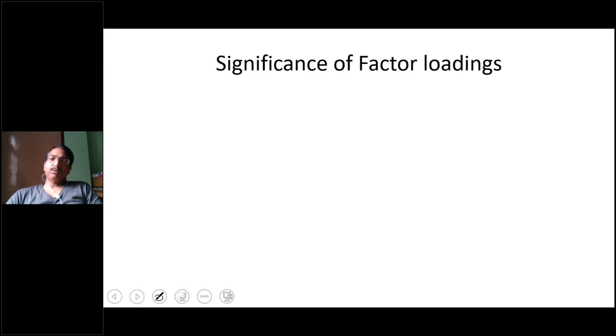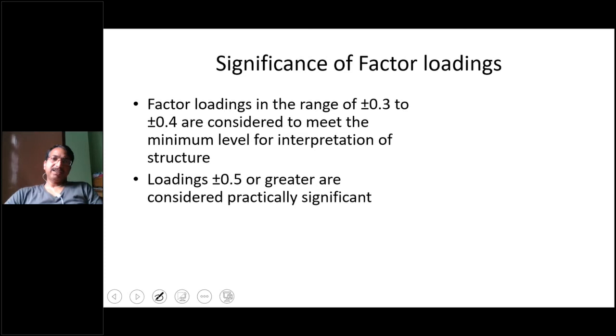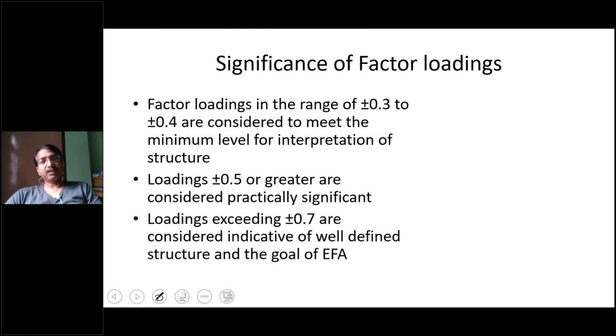Okay, now significance of factor loading. As you remember, what are the factor loadings? These are the correlations between variables and factors. Factor loadings in the range of plus minus 0.3 to plus minus 0.4 are considered to meet the minimum level of interpretation of the structure. So if your factor loadings are minimum plus minus 0.3, then you can interpret them, but they are not actually very good. But factor loadings of plus minus 0.5 or more are considered to be practically significant. However, factor loadings above plus minus 0.7 are considered indicative of a well-defined structure, which is the goal of EFA.